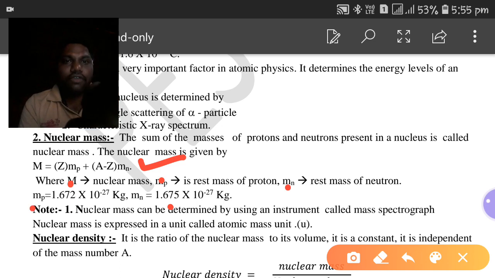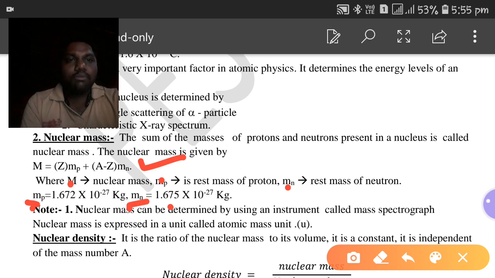The value of Mp, the mass of a proton, is 1.672 × 10^-27 kg, and the mass of a neutron, Mn, is 1.675 × 10^-27 kg. So I think this is clear about the nuclear mass.